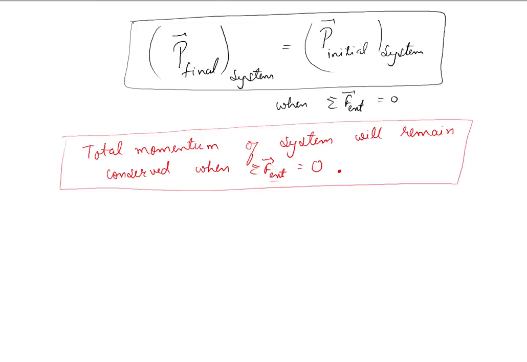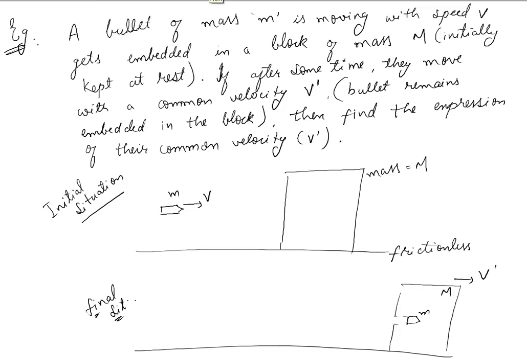Let's take an example to understand the law of conservation of linear momentum more clearly. In this example, a bullet of mass m is moving with speed v. This block of mass capital M is initially at rest, and this bullet gets embedded into this block, and after some time they both move with a common velocity v prime, and we have to find the expression of the common velocity of this block and bullet.